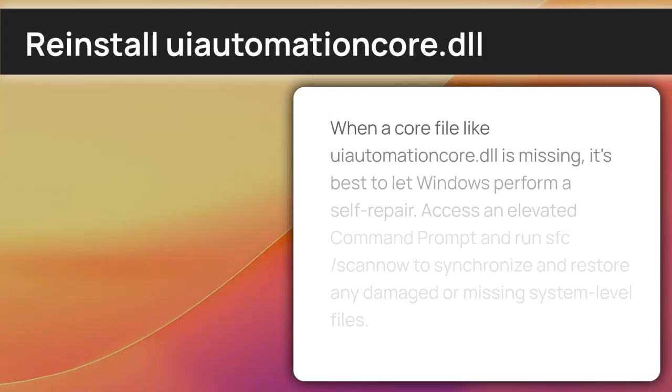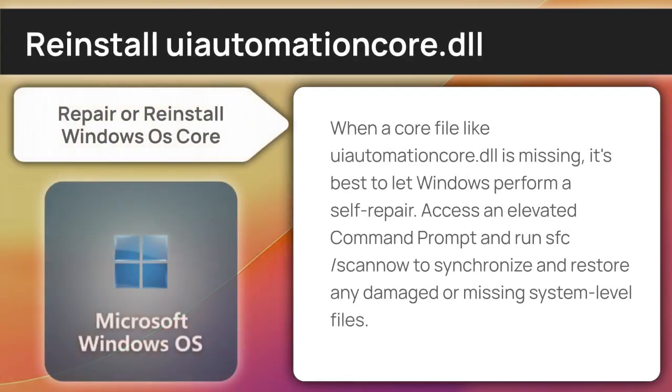When a core file like Uiautomationcore.dll is missing, it's best to let Windows perform a self-repair. Access an elevated command prompt and run sfc /scannow to synchronize and restore any damaged or missing system-level files.